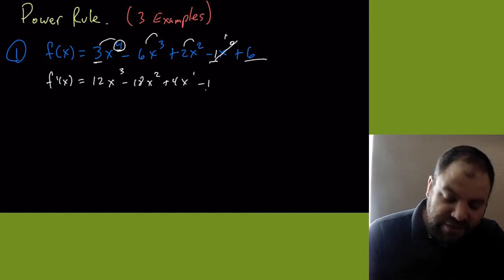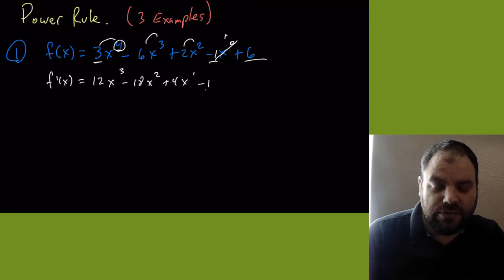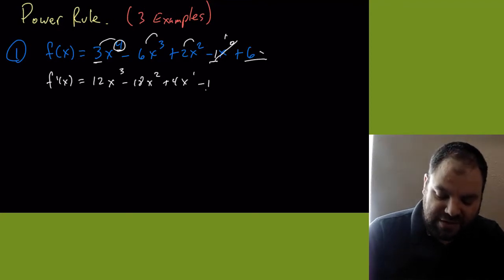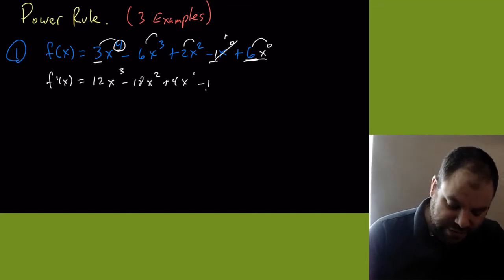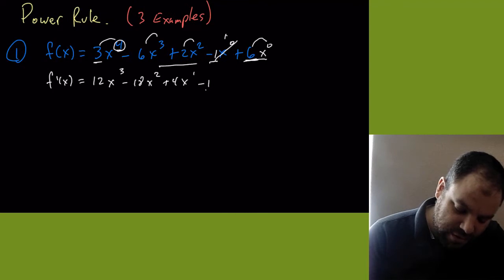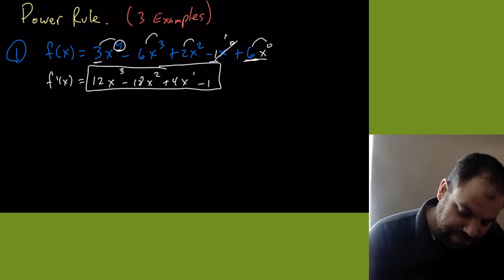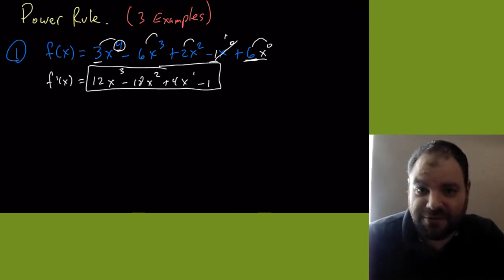The derivative of a number is always 0. The reason for that is when I say 6, it's really 6 times 1, which is the same thing as x to the power of 0. So if I multiply 0 times 6, that's nothing. So the derivative of a constant or any sort of number is 0. We'll just understand that. So this is your answer. This is your derivative right here. That's all there is to it, really.